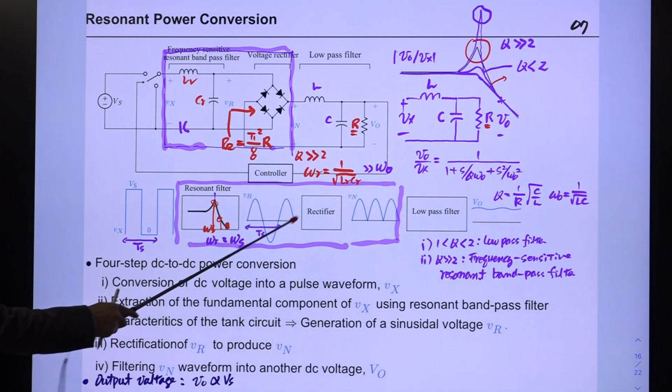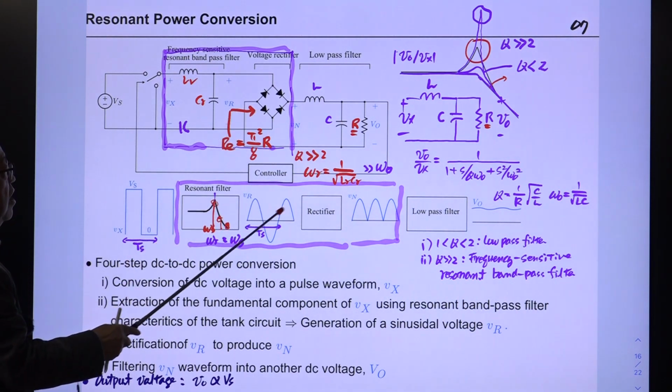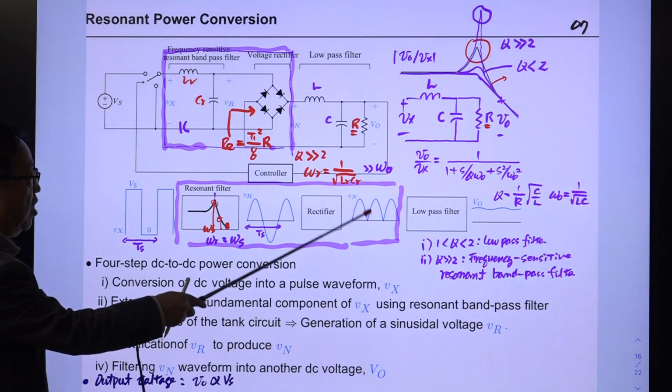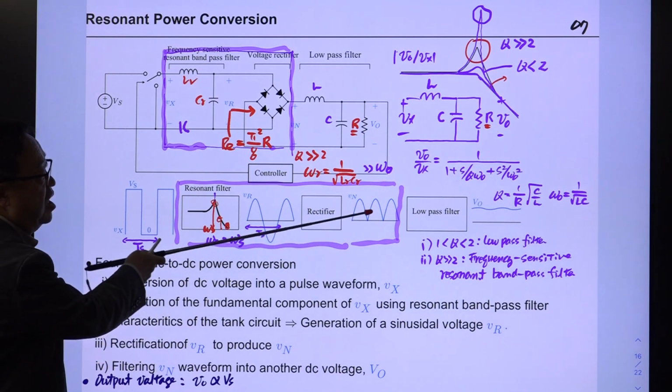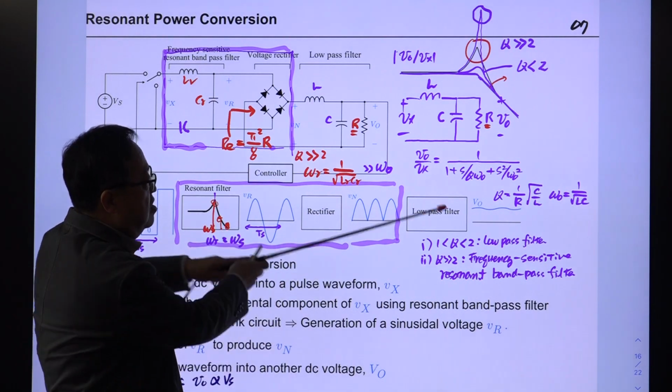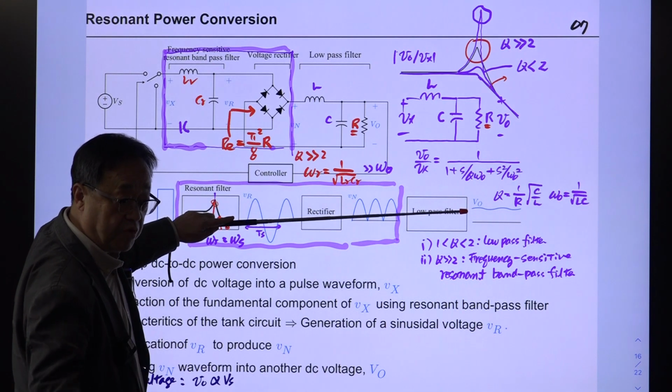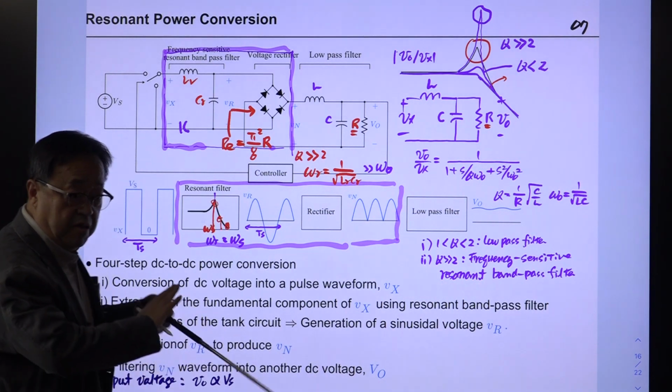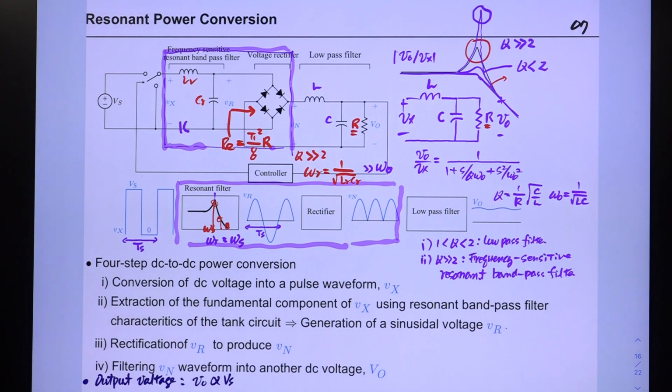Then this waveform is rectified by this rectifier. Then you have this, the rectified version of this, and this signal is fed to the low pass filter, and the low pass filter will take the average value of this, which is the output of the converter. All right. So we are achieving the same thing as the previous PWM converter, but the process is different. We call it first step, DC-DC power conversion. The first step is you convert this DC voltage to the pulse waveform using this SPDT switch.